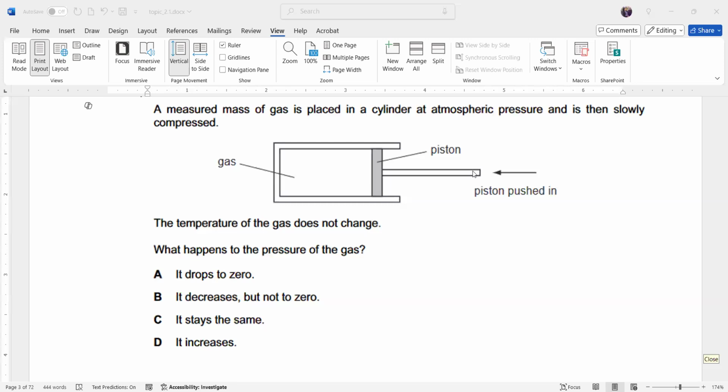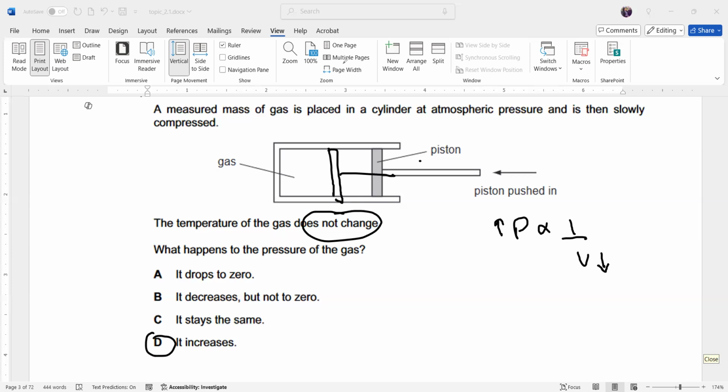So question 2: a measured mass of gas is placed in a cylinder at atmospheric pressure. So the normal pressure is there, and then it is slowly compressed. So we reduced the volume, and the temperature does not change. If the temperature does not change, we know from Boyle's law that the pressure and the volume are inversely proportional. If we have a small volume, it means the pressure will be high. So what happened to the pressure? The pressure will increase. So D will be the right answer.